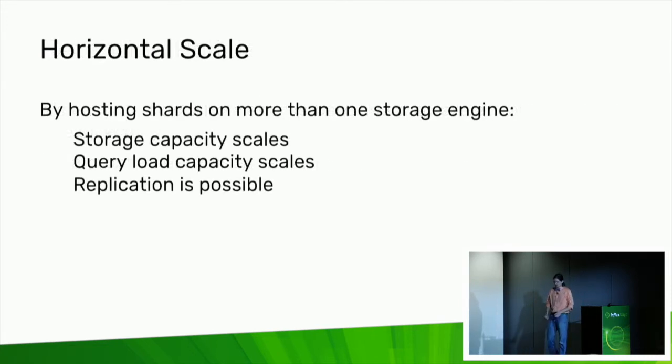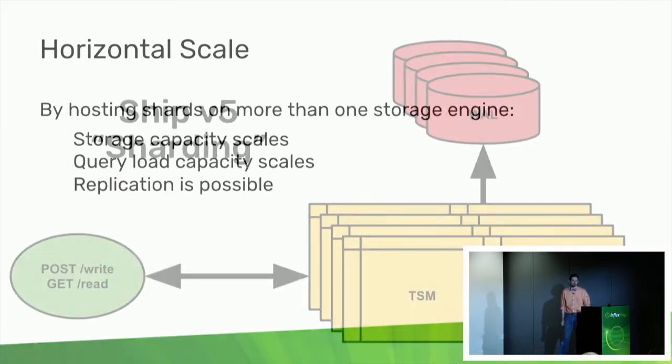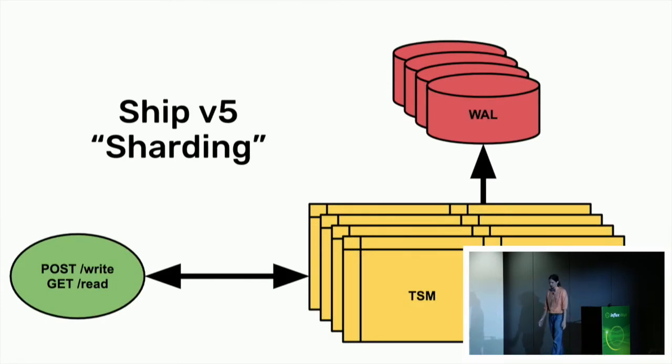Okay, so shards also allow us to do horizontal scale. When we've divided our data into shards, it's easier to talk about replicating shards and spreading the load around multiple storage engines. And this is how InfluxDB Enterprise works. By doing that, we have more capacity for storage and more capacity for query load as well. So version 5 is shipped. We call it sharding, and this is kind of the complete package of the InfluxDB 1.7 storage engine.